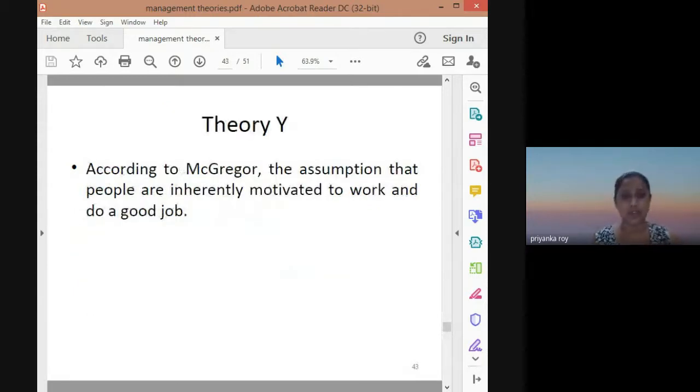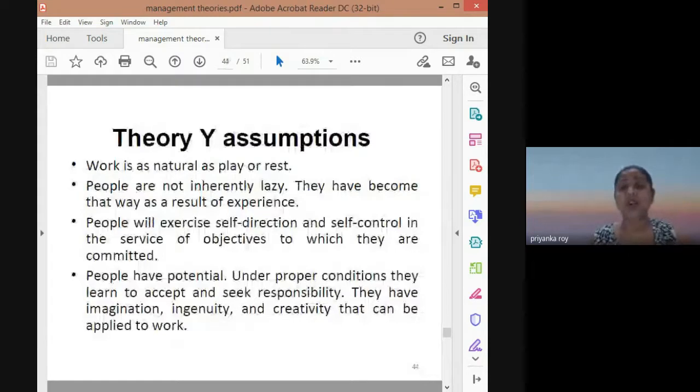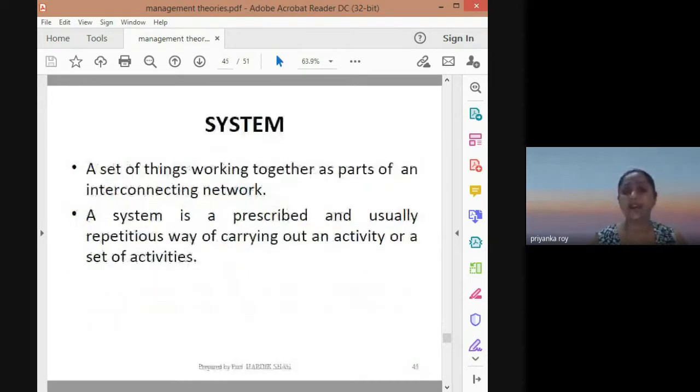Theory Y says that people are inherently motivated to work and do a good job. Theory Y assumes workers are natural, and people are not inherently lazy. People will exercise self direction and self control in service of objectives to which they are committed. People have potential, and under proper conditions they will learn to accept and seek responsibility. They have imagination, integrity, and creativity, and they like to use them.